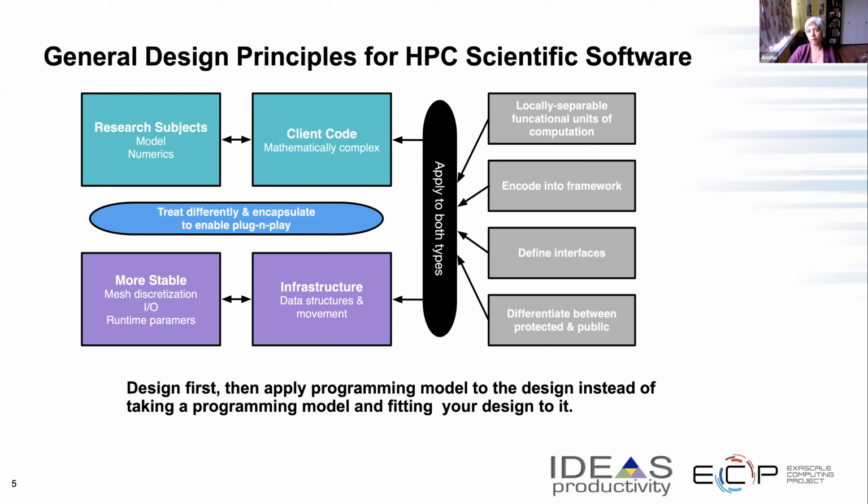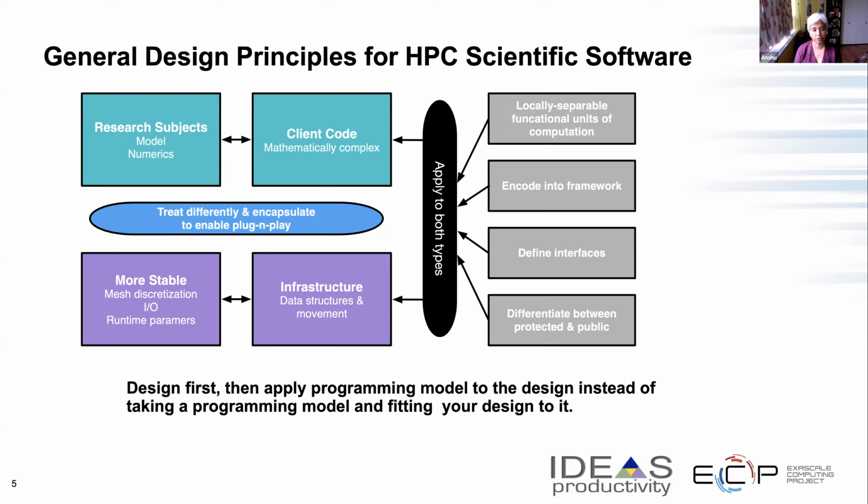That logically separable functional units should be encoded into a framework that then defines interfaces through which these various types of codes interact with one another. And within each of these modules, there should be a differentiation between protected and public interfaces. This is basically to hide the complexity of one type of code from the other.